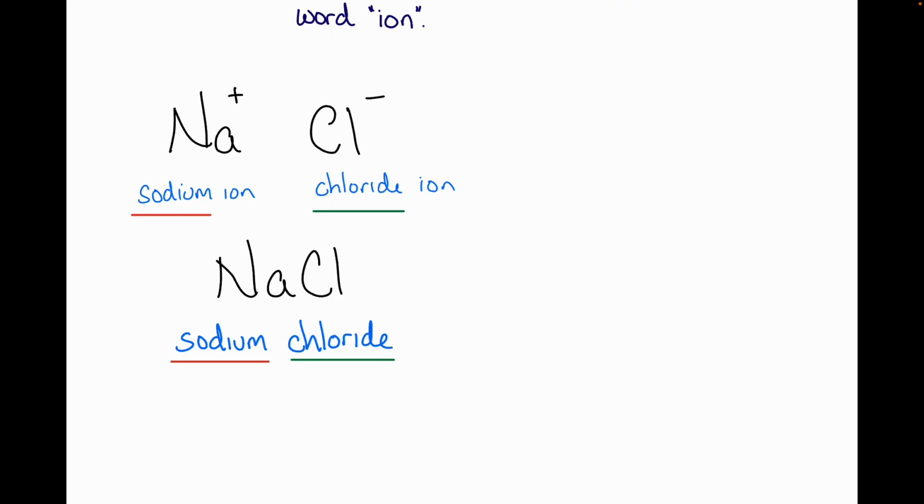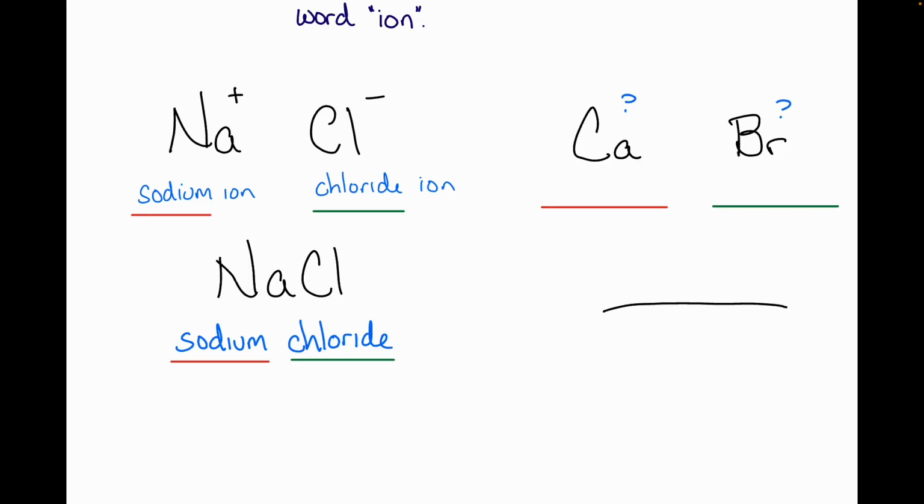Cool? We get the name of the game here? All right, so I'm going to put down some elements rather. Something like Ca and Br. You're going to tell me the charge. You're going to name these ions. All right, you're going to put that formula together. And then you're going to name our actual ionic compound.